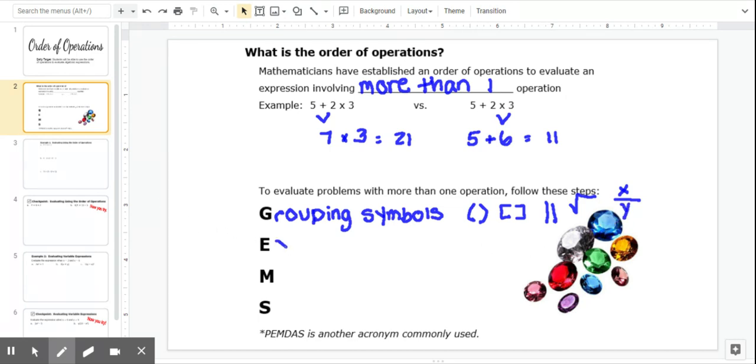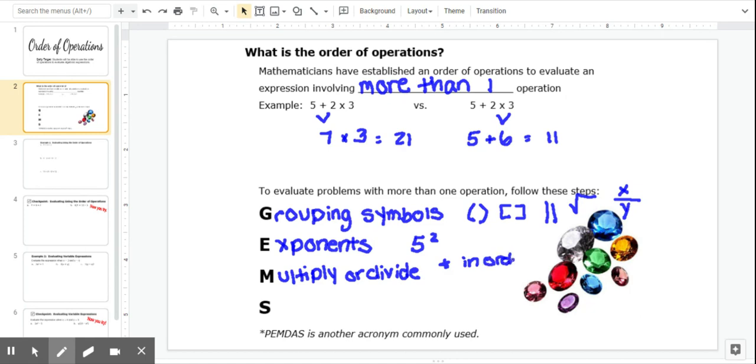The E still stands for exponents. Remember, an exponent is when you have a large number raised to a smaller number, something like 5 to the second power. The M stands for either multiply or divide. But the big key with this step is you need to do whatever you see first in order from left to right. And we're going to talk about that a lot throughout this lesson.